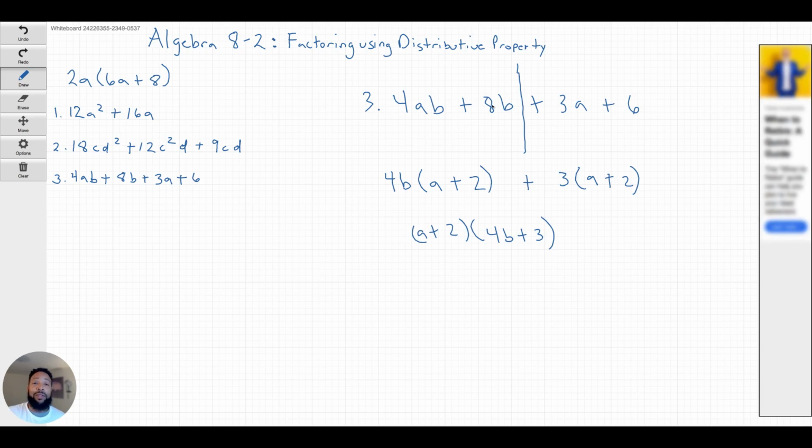So sometimes you may have to group certain parts of the equation together to find out what the commonality is. And this is how this works. So I hope that helps.